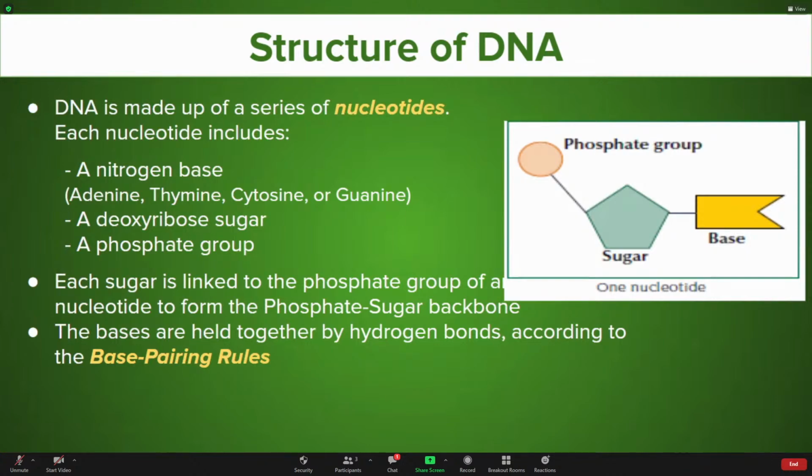All right, so we know DNA is made of a series of nucleotides. We know it has nitrogen bases, a deoxyribose sugar, and a phosphate group. And DNA is made up of a long chain of these nucleotides. Each sugar is linked to a phosphate group, which is then linked to a sugar, creating the phosphate sugar backbone of our DNA. And between our bases are hydrogen bonds, matching our bases up according to the complementary base pairing rules.